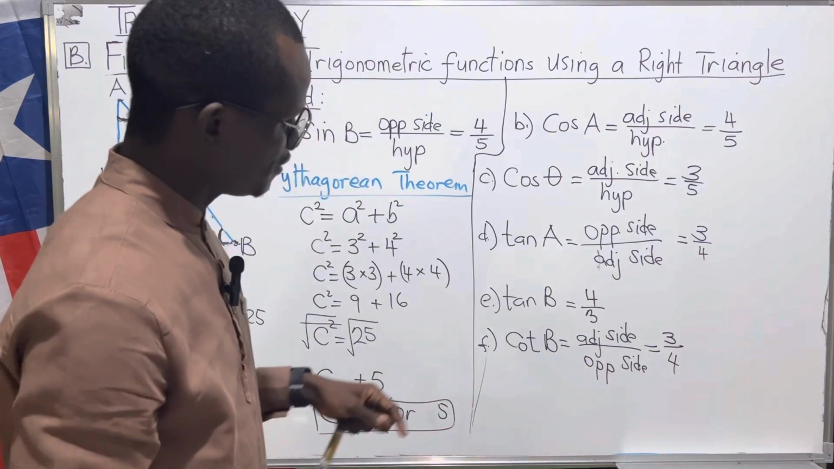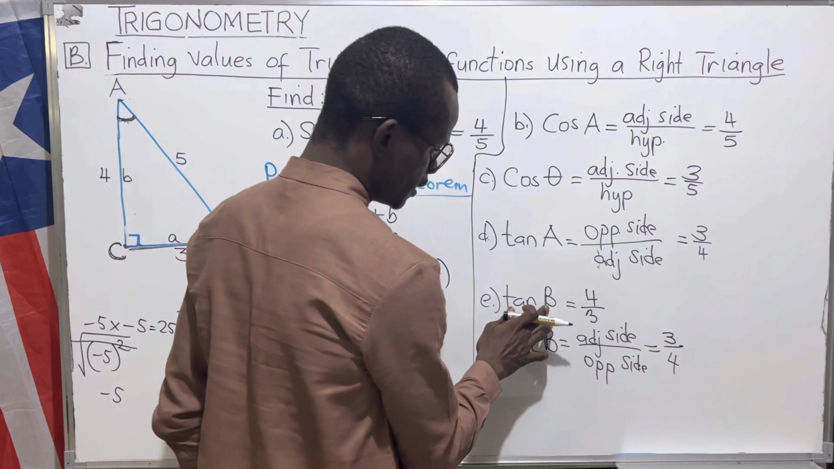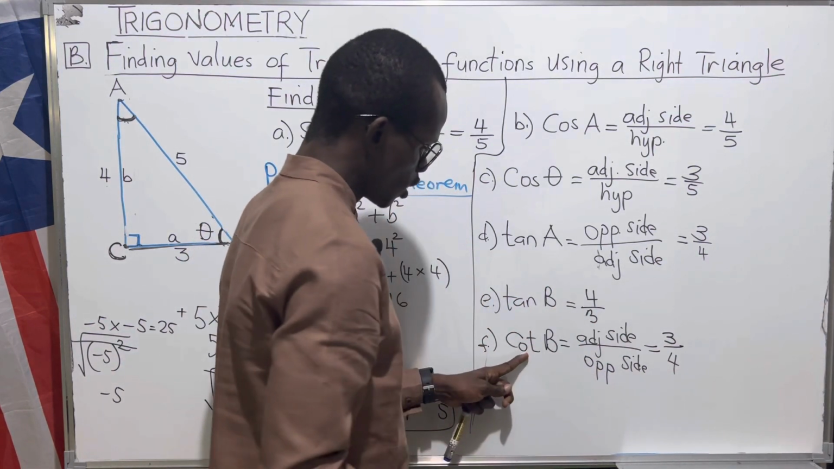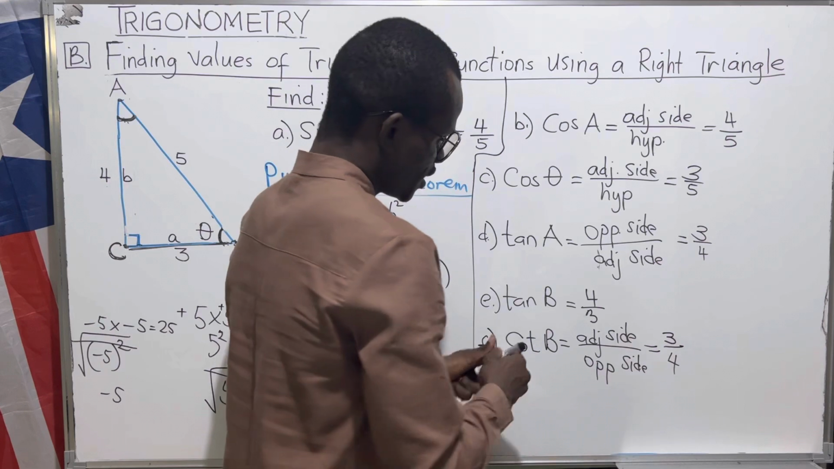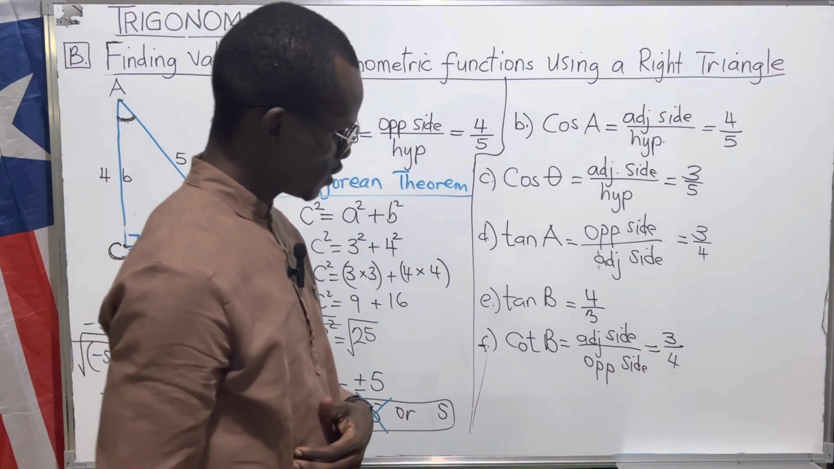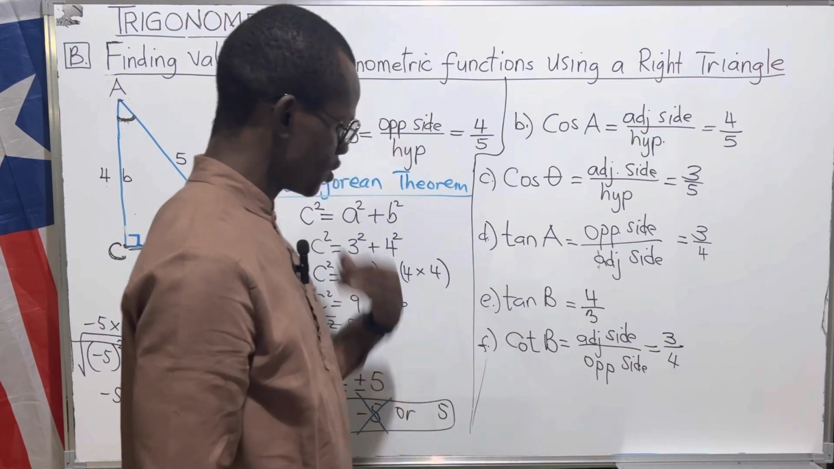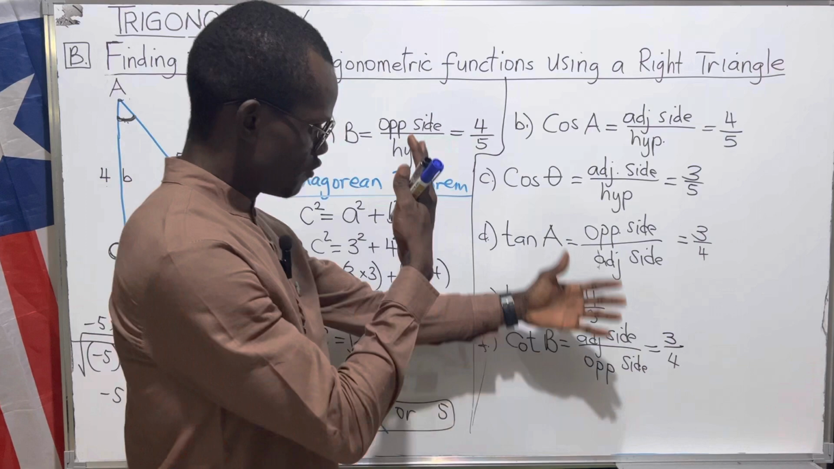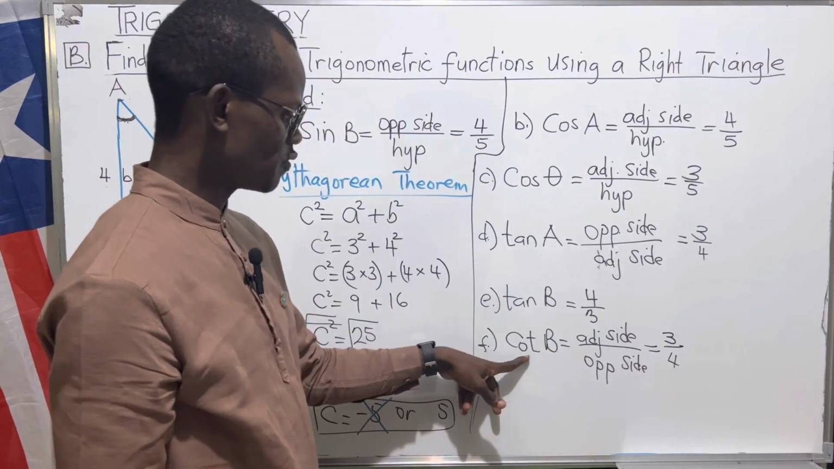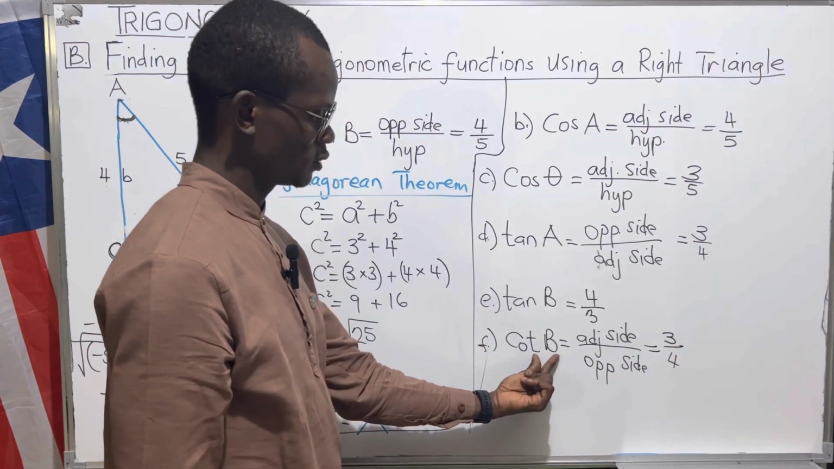So we can clearly see that tangent of B is 4/3, and cot of B is 3/4. So it means that it was true when we say the reverse of the tangent definition is also referred to as cot. So tangent inverse is cot.